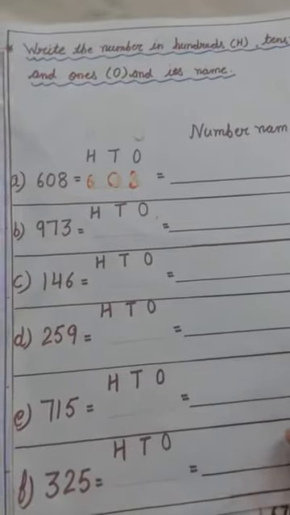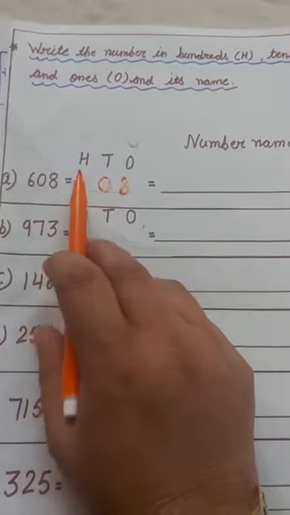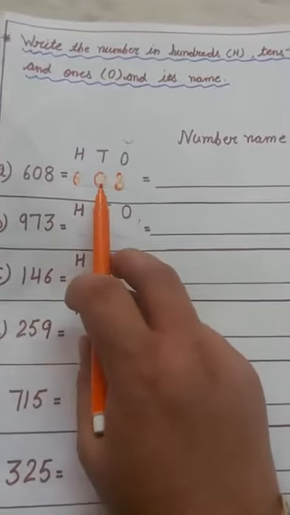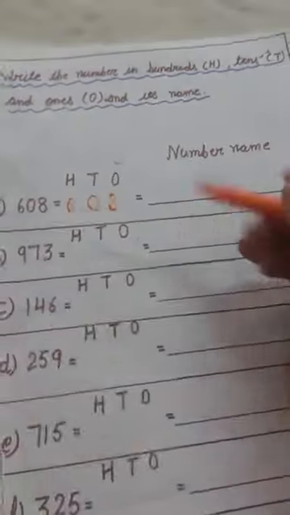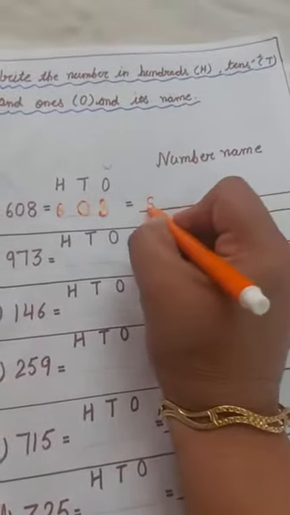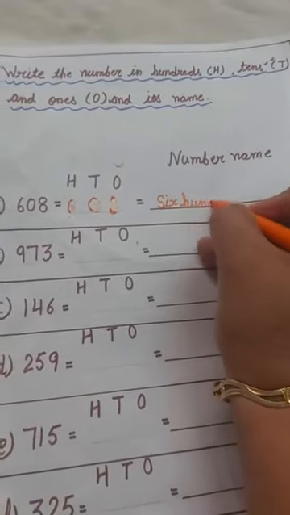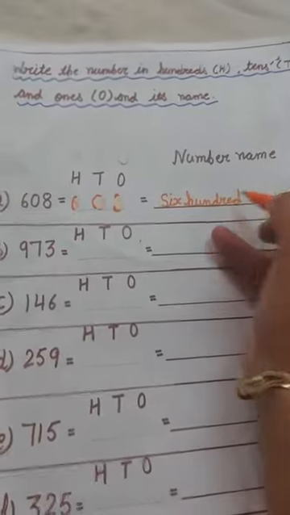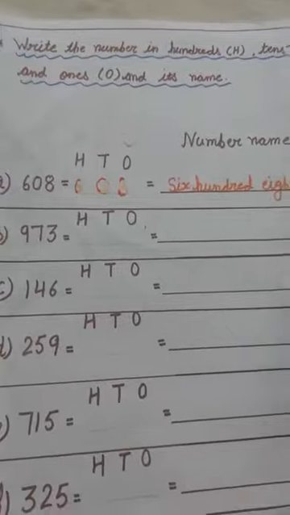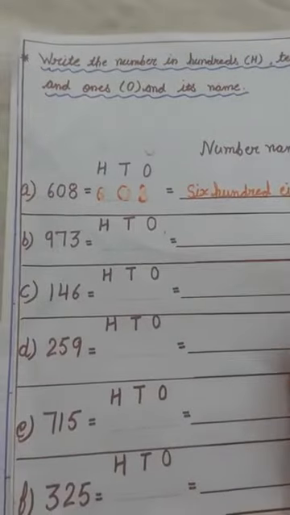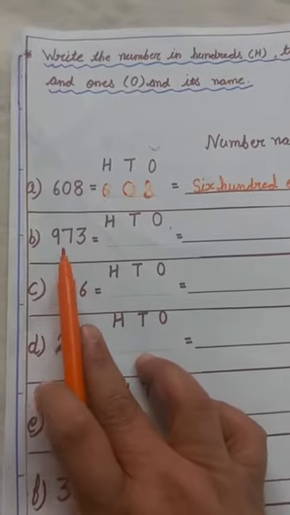So, what is the number name of this? 600 because 6 is at 100 place. And beta जो tens और ones का number होता है, we have to speak it together and write it together. So, the number becomes 608. Now, in next question, the number given is 973.